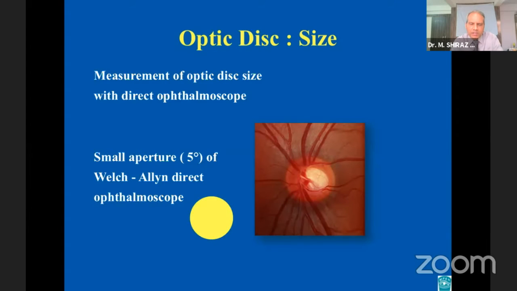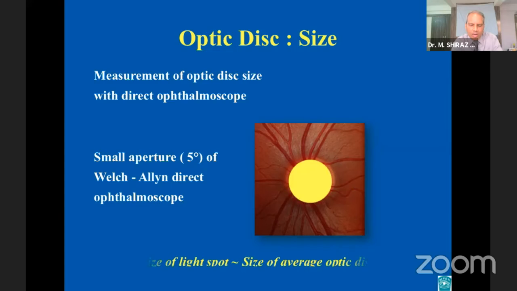The direct ophthalmoscope has been the most popular instrument in the clinical examination of the optic disc. The 5-degree aperture of the Welch Allyn ophthalmoscope produces a circular spot of light having a diameter of 1.5 millimeters and an area of 1.77 millimeters square, which is comparable to a disc area of about 2.1 to 2.7 millimeters square. This circular spot of light may be aligned over the optic disc or adjacent to it, and then the size of the optic disc is compared to the size of the spot of light. If the optic disc is smaller than the spot of light, the disc is labeled as small, and if the optic disc is 1.5 times larger than the spot of light, the disc is labeled as large.